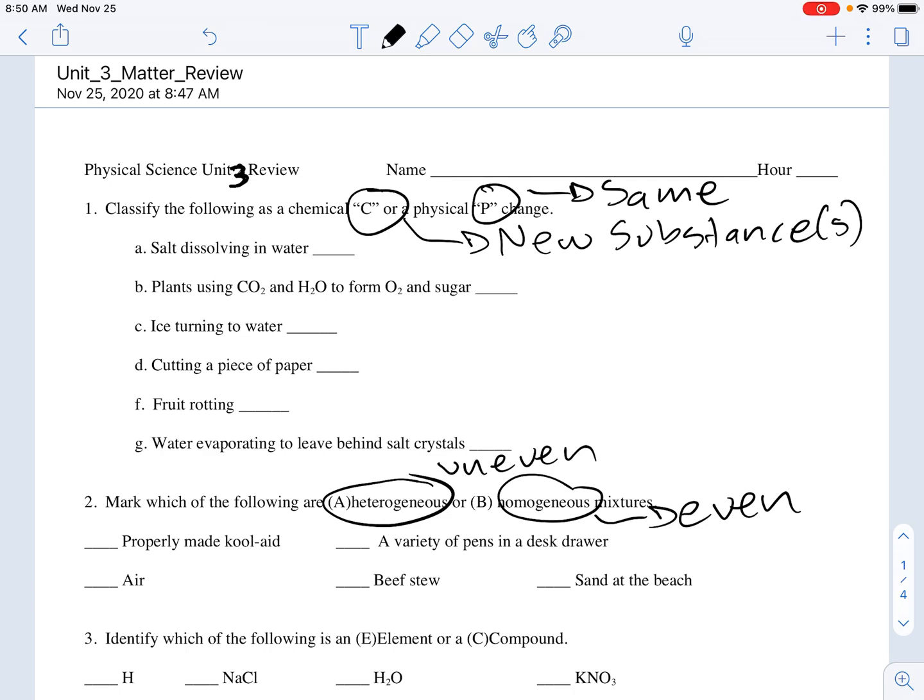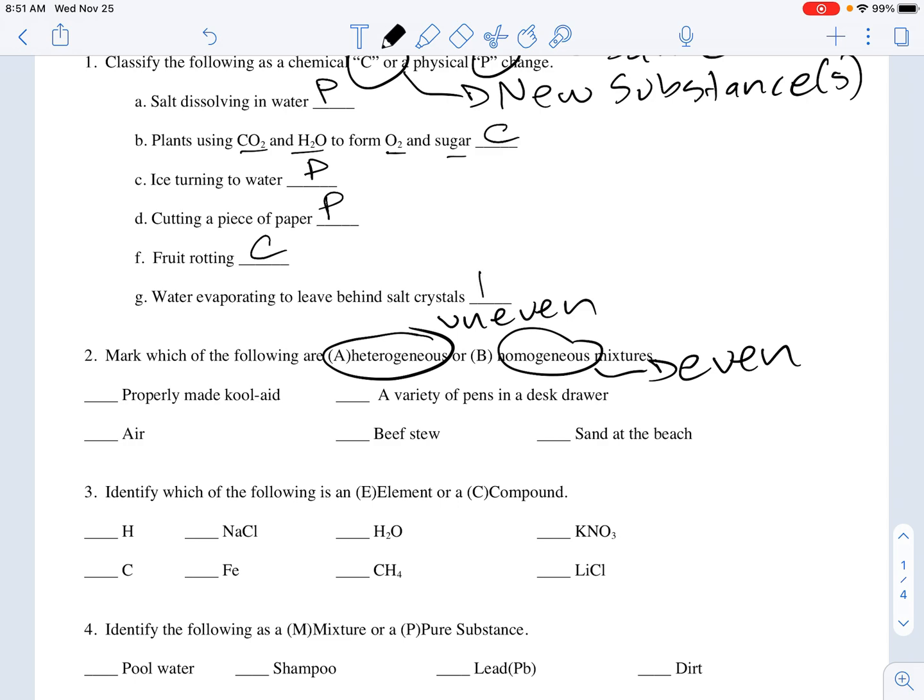So first thing, chemical and physical changes here. Chemical changes when you have new substance or substances. Physical changes when they're the same. So there's no new bonds made in that process. So dissolving is always physical. Here I have CO2 and H2O, but I'm making O2 and sugar, so that's chemical. Ice turning into liquid water, that's probably not the clear statement, but that's physical change. Cutting is physical, fruit rotting is chemical, and evaporation would be physical.